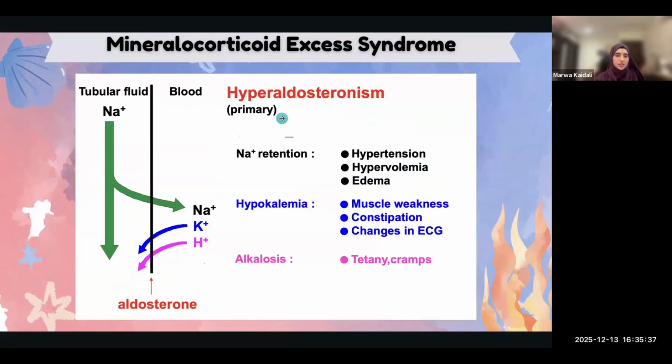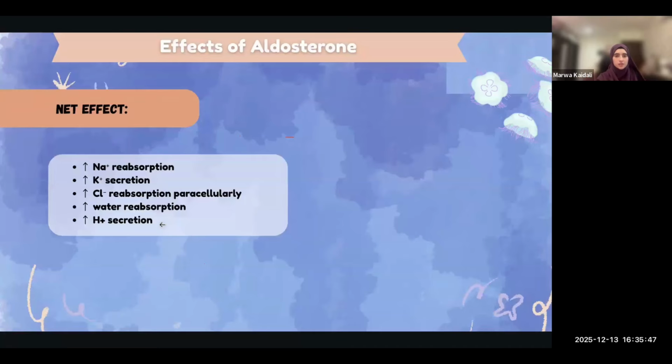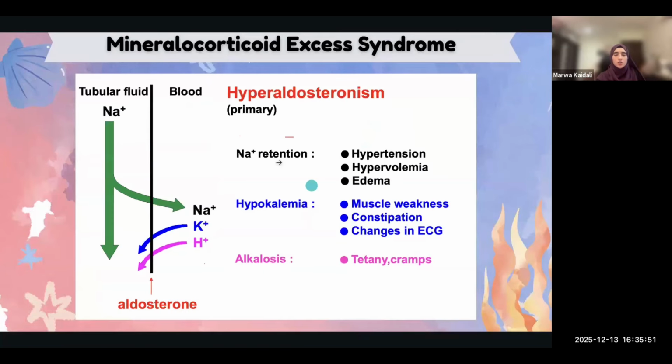Okay, so we said that when we have high aldosterone, we're going to have increased sodium reabsorption, increased potassium secretion, and alkalosis. Basically, we're going to be secreting more H+. If you remember, these are the effects of aldosterone. The way these patients are going to manifest is, because of the sodium retention, they're going to have hypervolemia. So they're going to have hypertension and also edema, because they take in more sodium and more water, so their body volume increases.